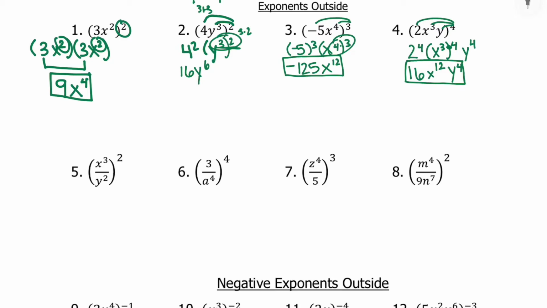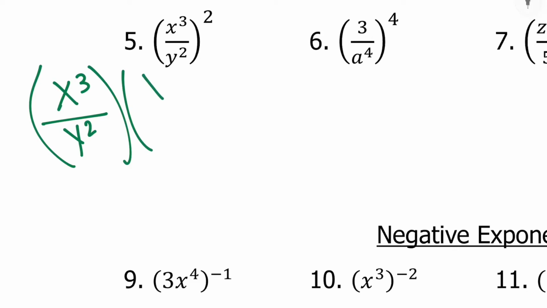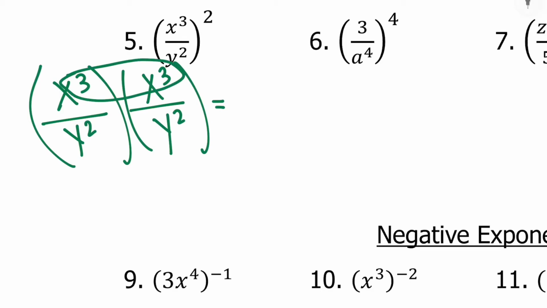So with 5, 6, 7, 8, it's the same process. You're breaking it down the same way, but 5 I'm going to treat like one where I actually write it all out. So x cubed over y squared times x cubed over y squared. I would multiply the tops and the bottoms just like you would for multiplying any fractions, whether it's numbers or not. So for the tops, multiplying these, I get x, and then 3 plus 3, x to the 6th, and then the bottoms would be y to the 4th.